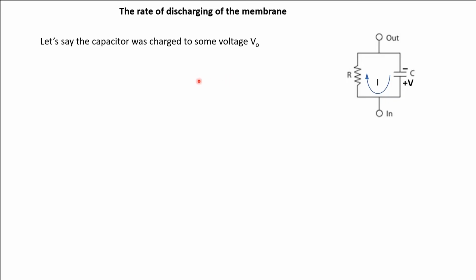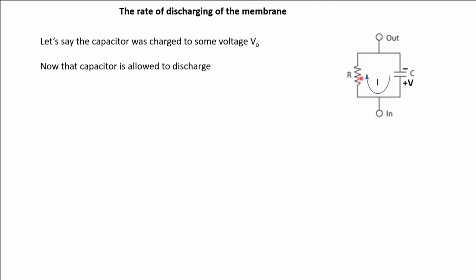So say the membrane was fully charged to a voltage V0, and at time t equals 0, the external stimulations were removed and the membrane was allowed to discharge. So let's see how the voltage across the membrane would change over time. Let's denote this voltage by V. V will be a function of time. At t equals 0, it is equal to V0, and then gradually it will reduce over time.